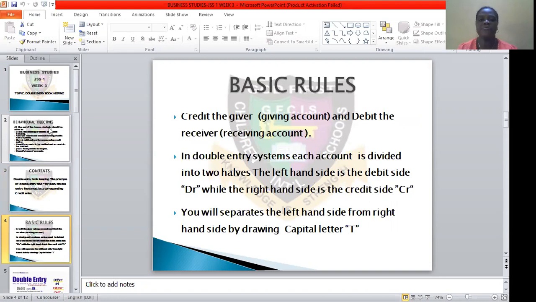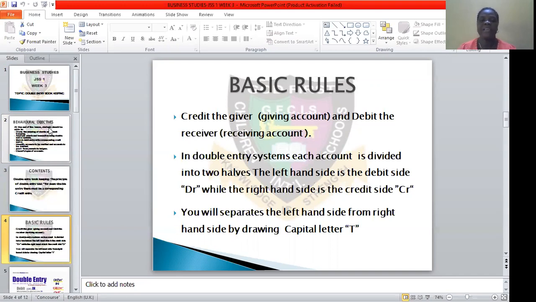There are some basic rules in double entry bookkeeping. The first rule is credit the giver. The giver is the one either giving out money or giving out goods in exchange of money. And another rule is debit the receiver. As you are crediting the giver, you are debiting the receiver.